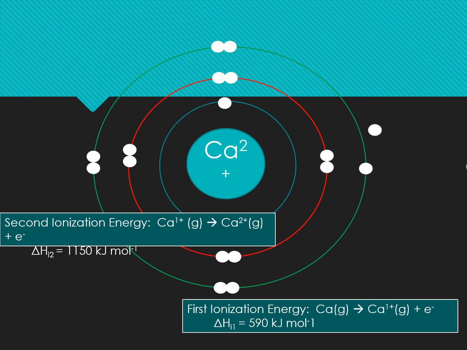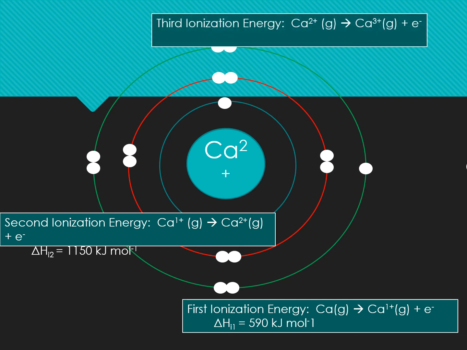And it becomes Ca2+. If you remove a third electron, again one electron at a time, Ca2+ gas yields Ca3+ and a removal of 1 electron. Notice if you add the charges up, they are the same on both sides. 3 plus and 1 negative gives you a 2 plus.